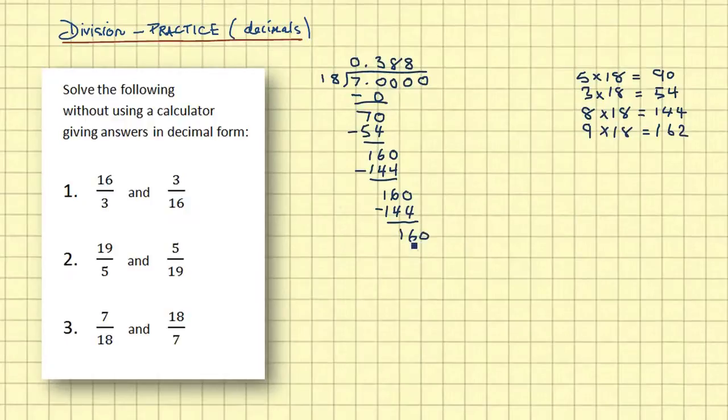So let's write another 8 there just to complete this. 8 times 18, 144. Subtract that, and we're going to get our 16 again. And so on and so on and so on.